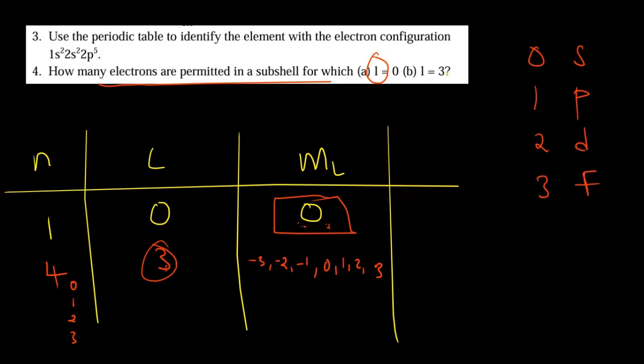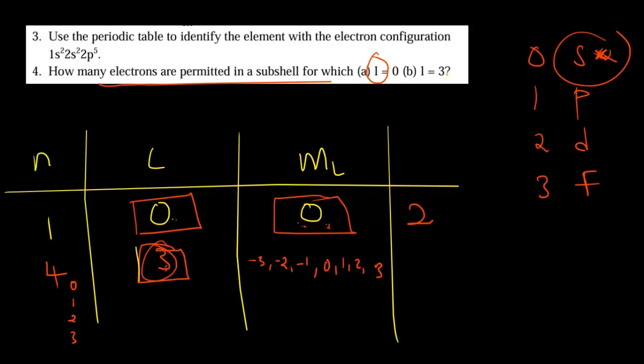So if you have 0 angular momentum quantum number there, it means you are looking at the s orbital. What is the maximum number of electrons that the s orbital can hold? It's just 2. And if this one is 3 here, it means the orbital is f. What is the maximum number of electrons that the f orbital can hold? It will just be 14. So that's the explanation behind that.